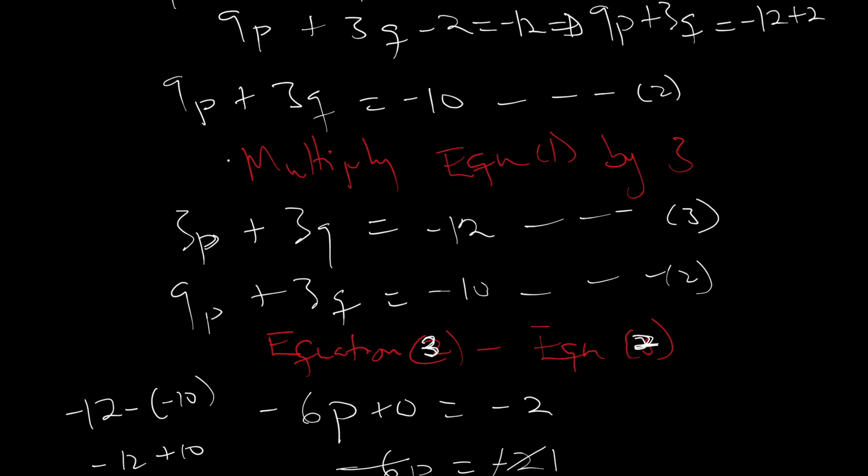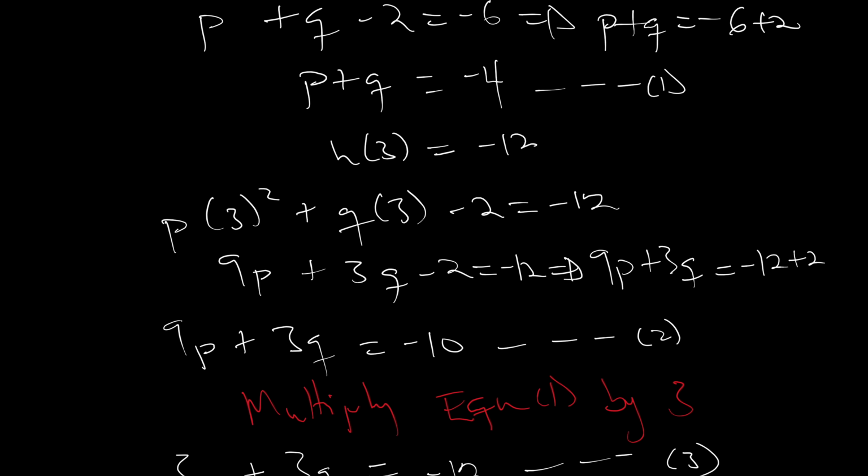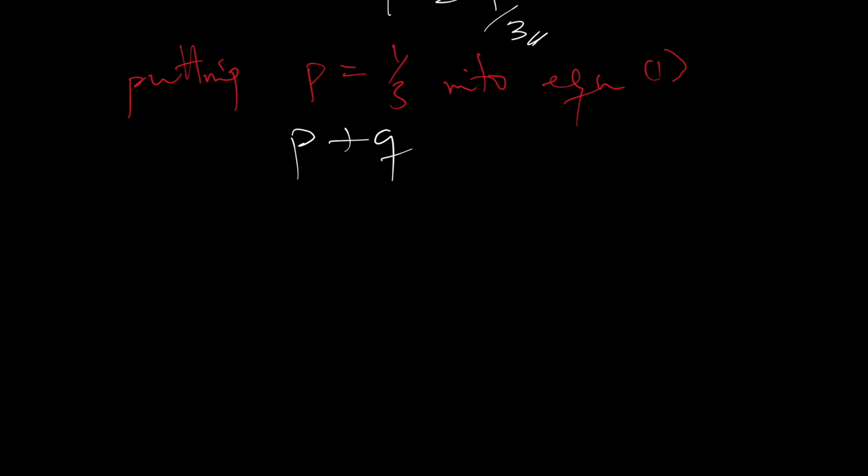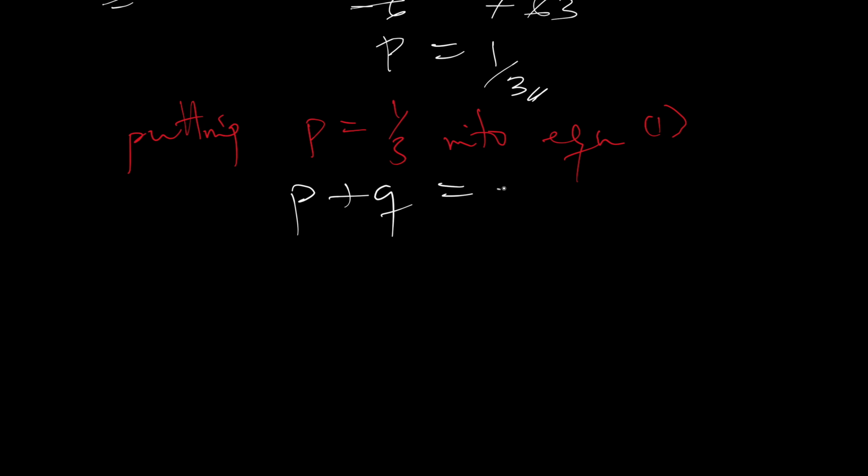So this is our equation 1. p plus q is equal to minus 4. But p is 1 over 3. So 1 over 3 plus q is equal to minus 4.